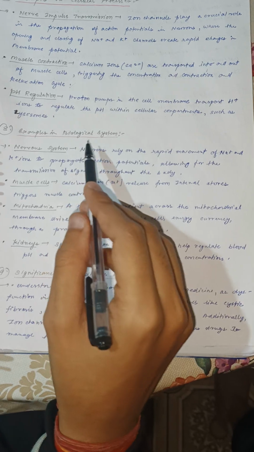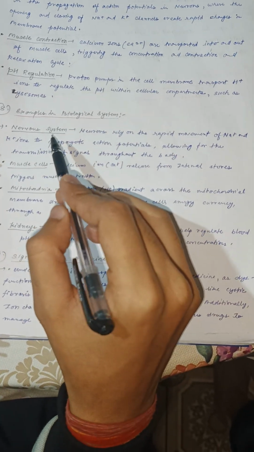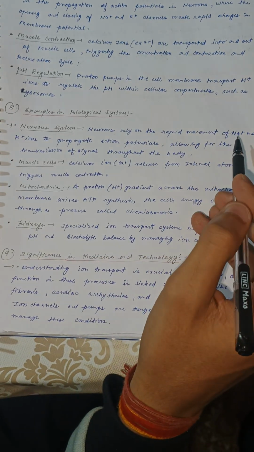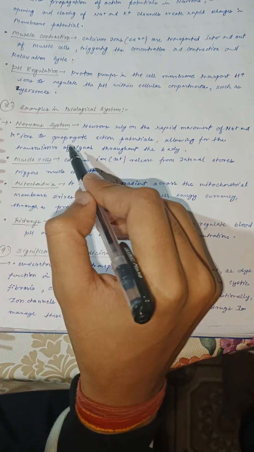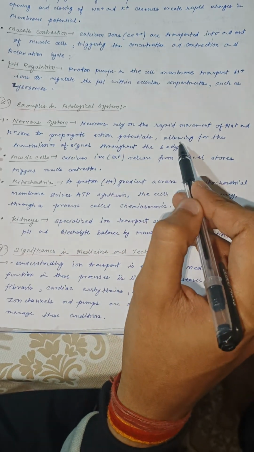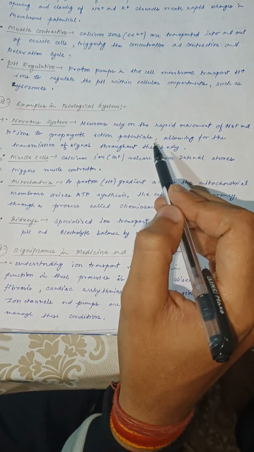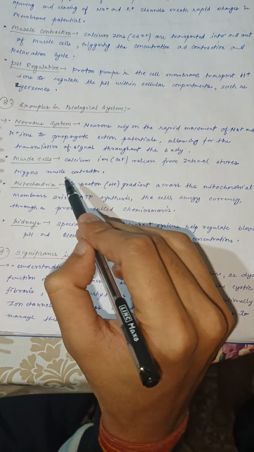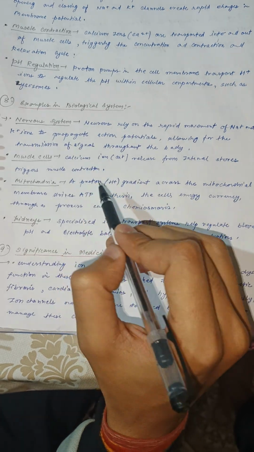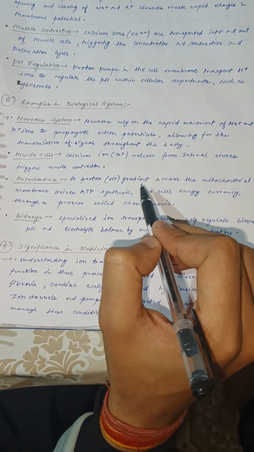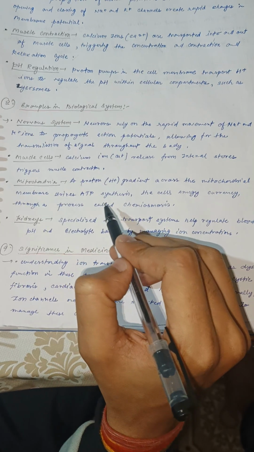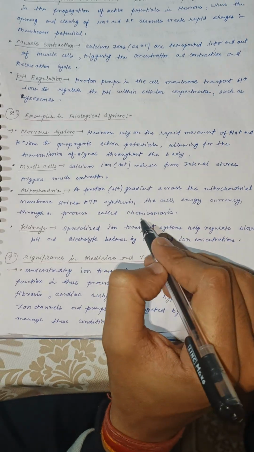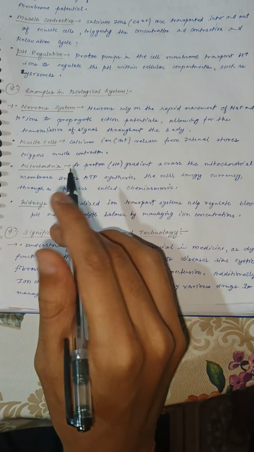Eighth one is examples in biological system. First one is nervous system. Neurons rely on the rapid movement of sodium and calcium ions to propagate action potentials, allowing for the transmission of signal through the body. Muscle cells: calcium ions released from the internal stores trigger muscle contraction. In mitochondria, proton gradient across the mitochondrial membrane drives the ATP synthesis, the cell's energy currency, through a process called chemiosmosis. Fourth one is kidneys.